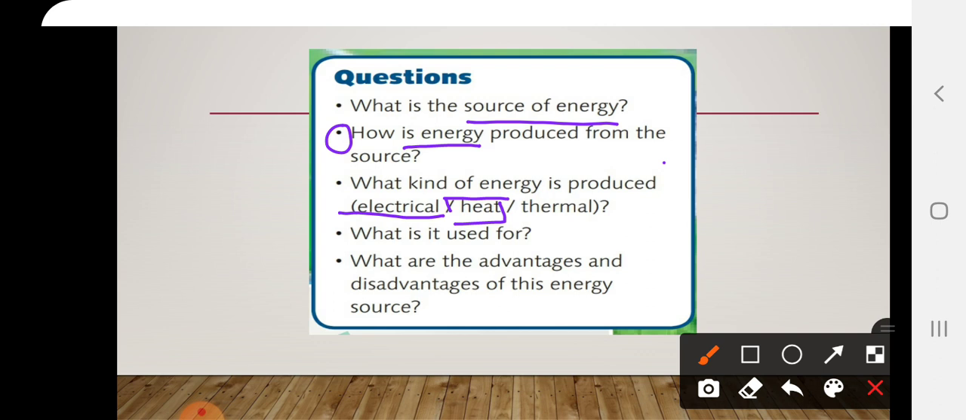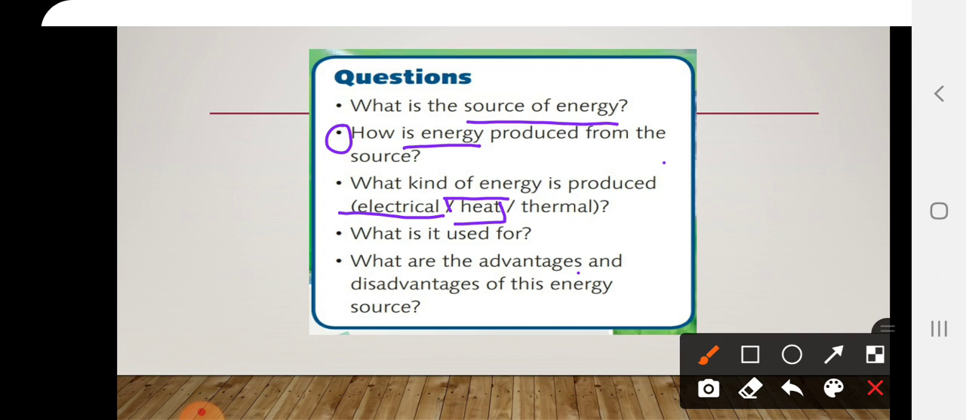Now, what is it used for? The electricity is used for what? The heat is used for what? What are the advantages and disadvantages of this energy source? So you have to write about the advantages and disadvantages of this energy source. So how many paragraphs do you have to write here?